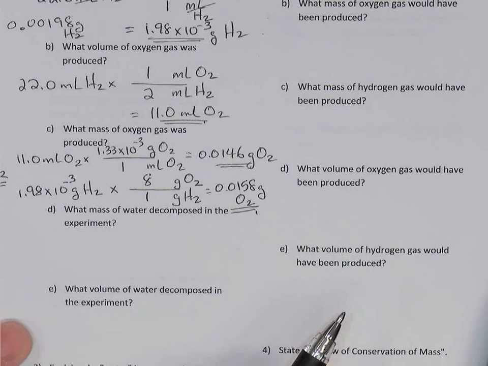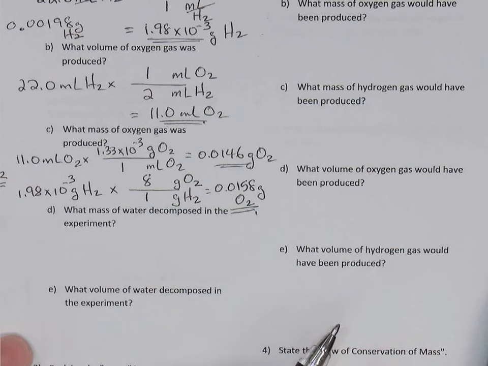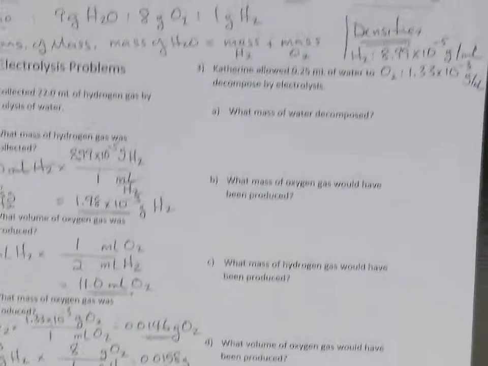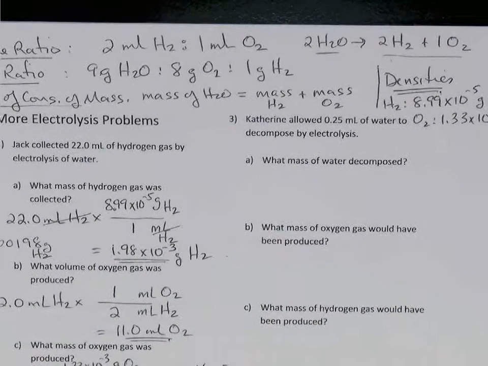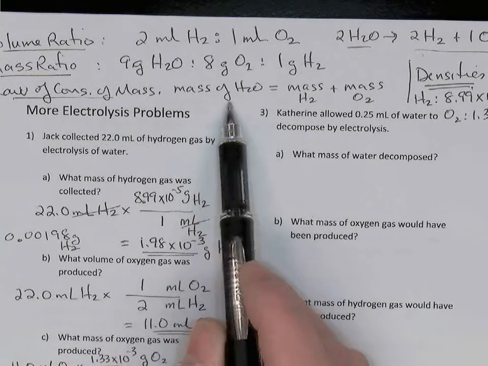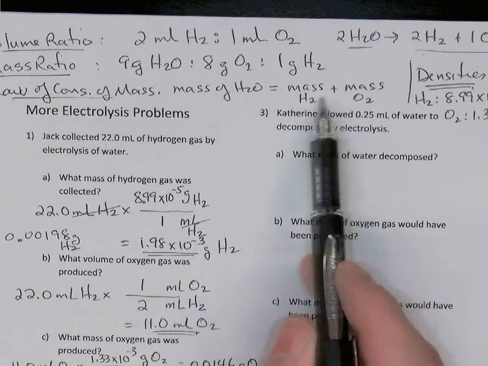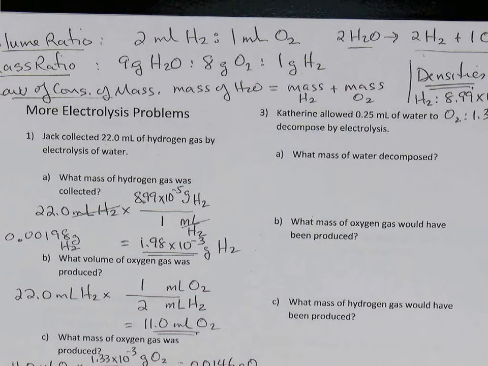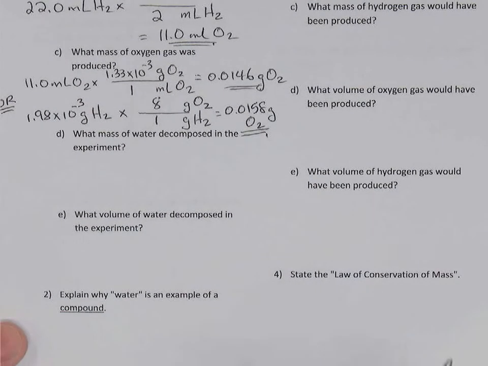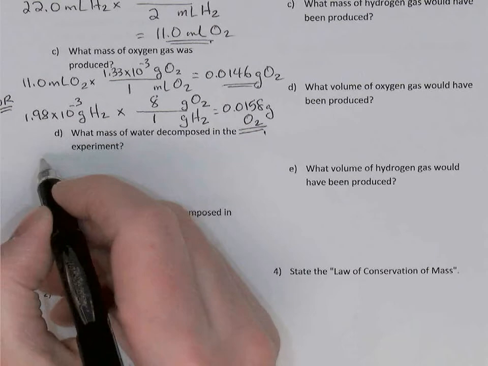Part D, what mass of water would decompose? Well, we've got more than one way to do this. Perhaps the easiest way would be to use the law of conservation of mass. We said up above that the law of conservation of mass tells us that the mass of water decomposed would equal the sum of the masses of the two gases. Since we now know the two gas masses, it's pretty easy to get the mass of water decomposed.